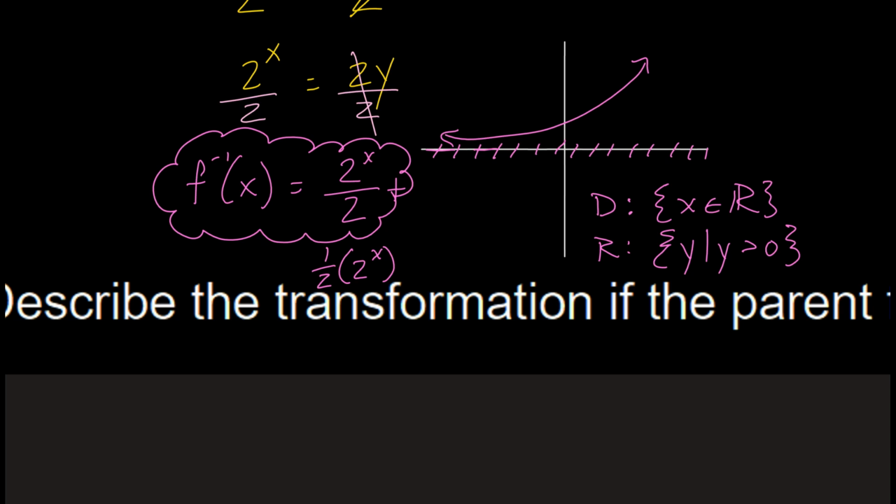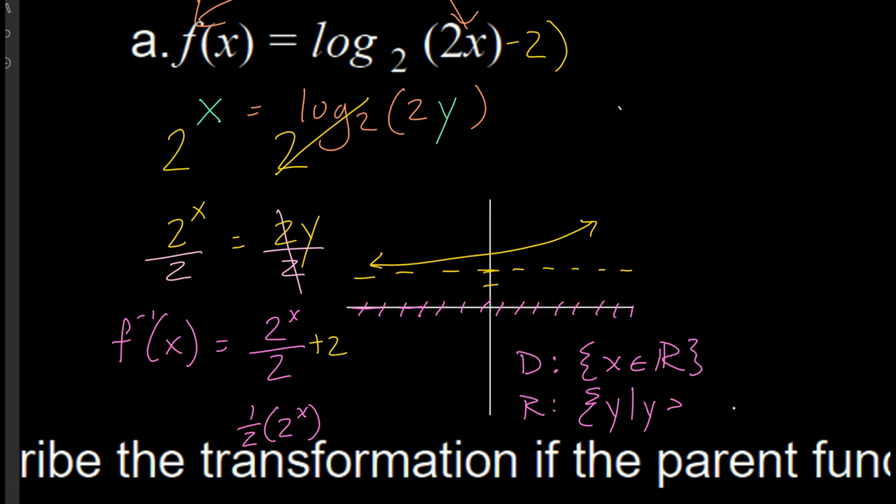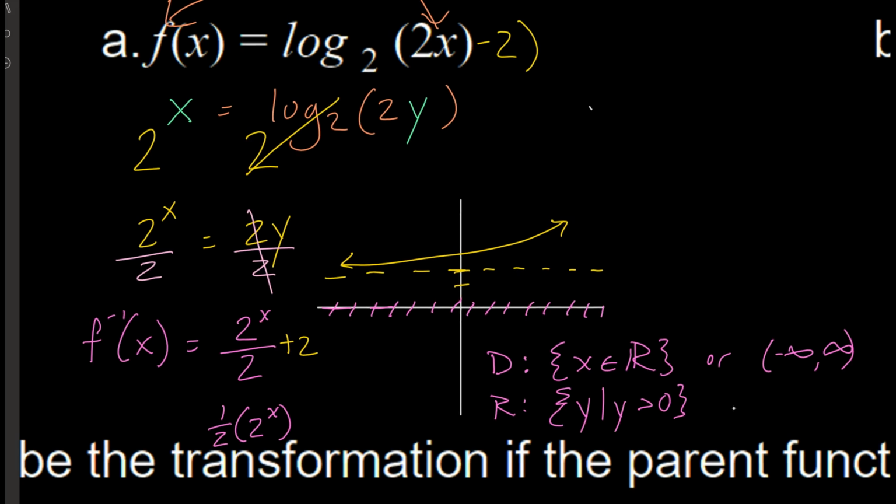So in interval notation, this would have been negative infinity to infinity. And in interval notation, are we touching 0? So we put a what next to the 0? Parenthesis, up to infinity.